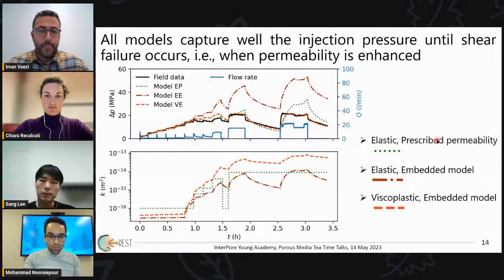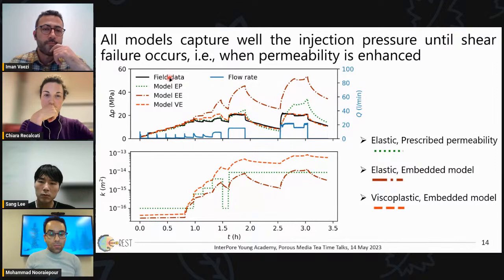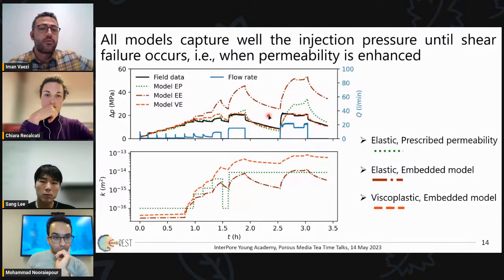So for the results, this slide is a bit crowded, so let me explain step by step. We have two panels. At the top, we have the pressure evolution at the injection well, as well as the injection flow rate. The bottom panel is the evolution of the permeability. So we had three models with three different line styles, and the black line is our field data. The first model, the green dots, does a good job in terms of curve fitting. It was supposed to, because we calibrated it to do that.